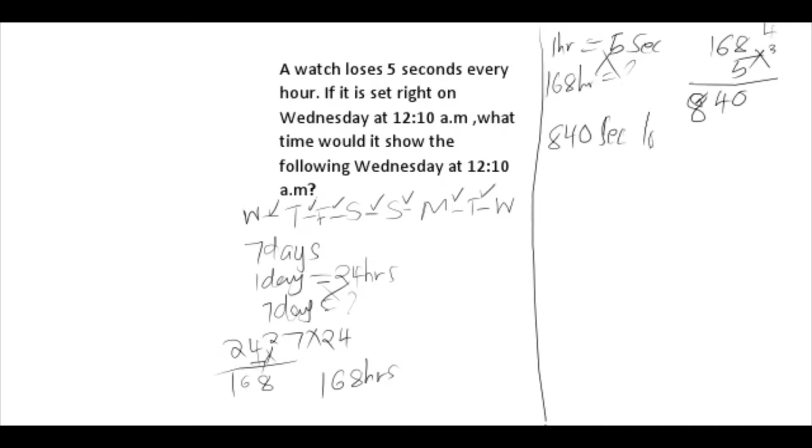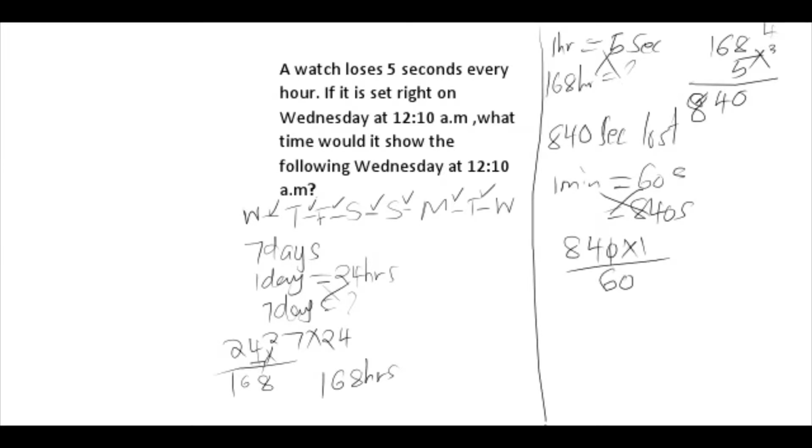We have 840 seconds lost. So from here we can change the seconds into minutes. We know that 1 minute equals 60 seconds. What about 840 seconds, is equivalent to how many minutes? So we have 840 times 1 divided by 60.